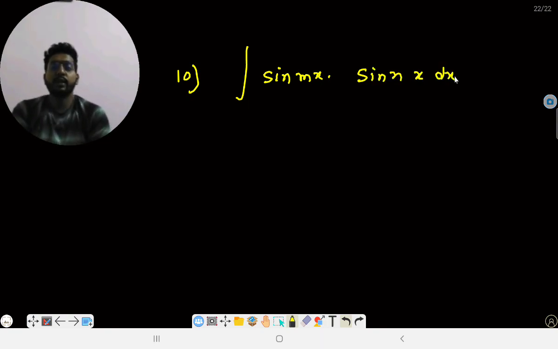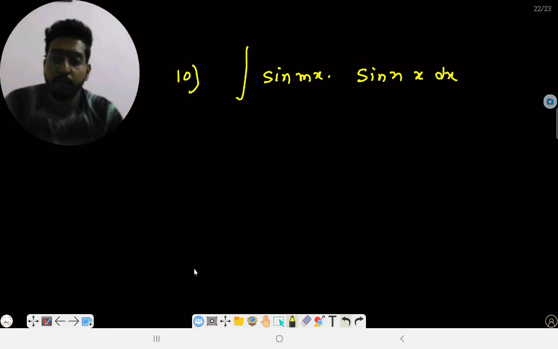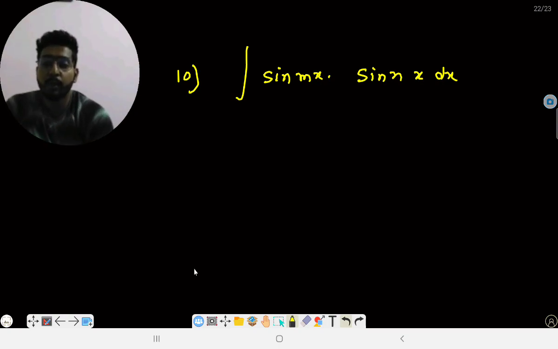Question number 10, this type of problem. Suppose it is given sin mx into sin nx, or anything like this, or it can be given like sin 3x cos 2x, cos 2x sin 3x, or a problem of this type. Now how to solve this type of problem? For this type of problem, you should know some of the trigonometric formulas. Now what are the trigonometric formulas?